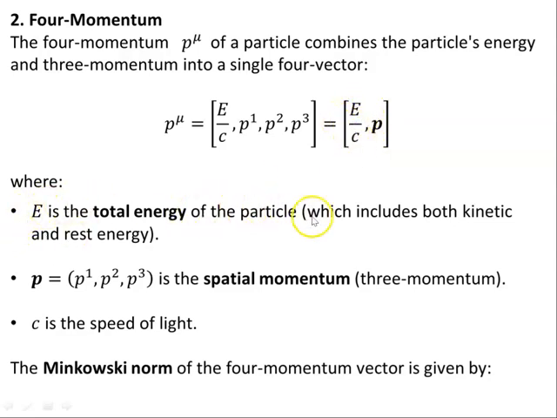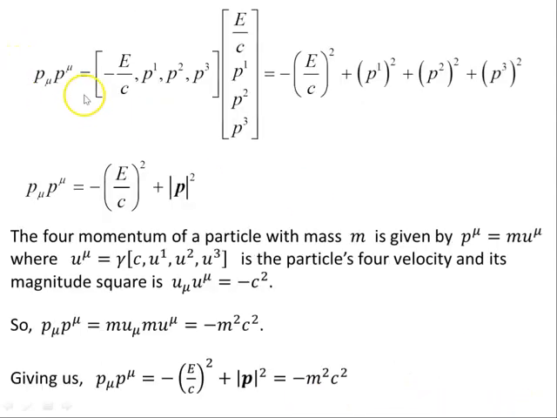E is the total energy of the particle, which includes both kinetic and rest energy. P is the spatial momentum, the 3 momentum. Okay, 3 spatial components, hence 3 momentum. C is the speed of light. The Minkowski norm of the 4 momentum vector is then given by, let's repeat the same process as before. We had that row vector here multiplied by column vector, and that gives us this object as we saw on the earlier slide. Now that can be more succinctly expressed as minus E on C all squared plus the absolute value of the 3 momentum vector squared.